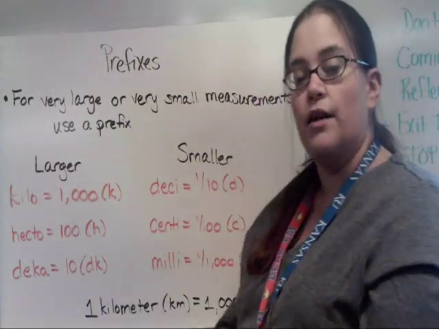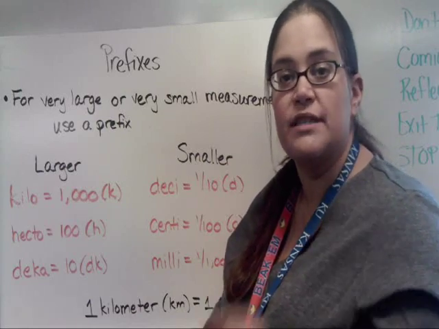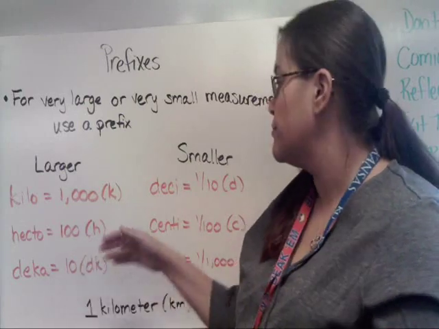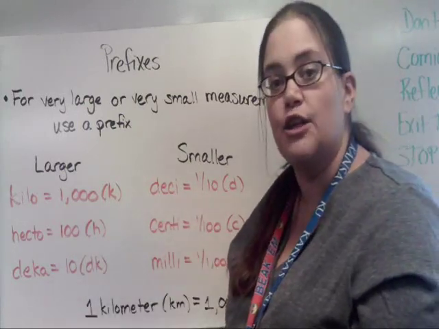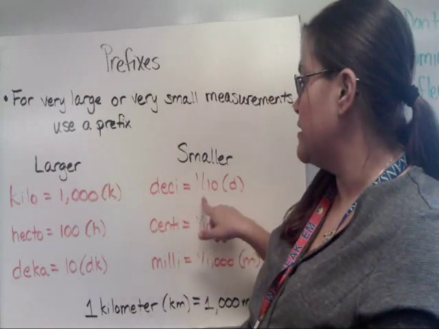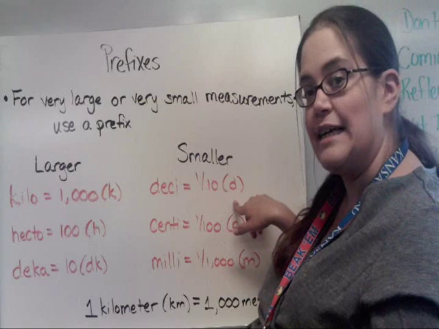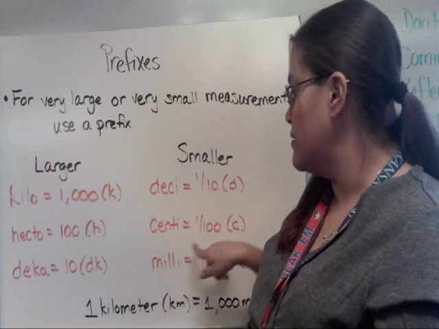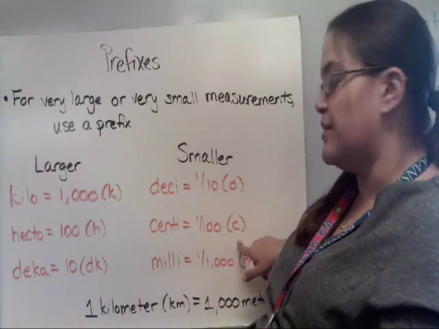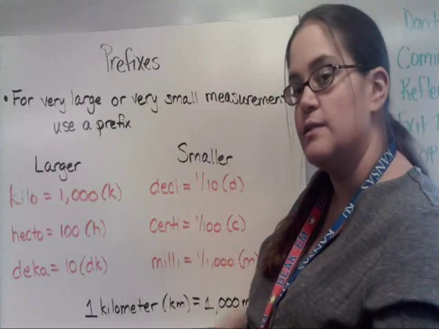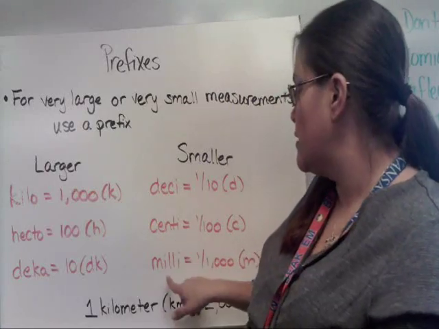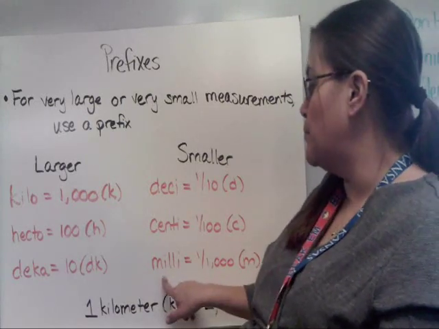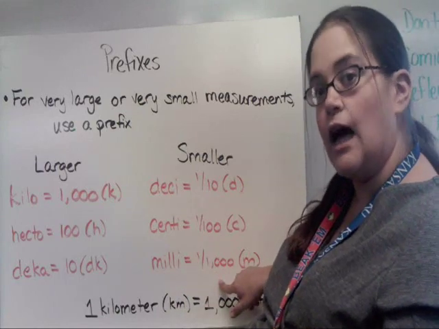Also, you can make the unit smaller. So if you're trying to measure the width of a tiny bug, you're not going to want to use meters because it would be a fraction of a meter, because a meter is very long. So you can add these prefixes and it makes the unit smaller. So deci is 1/10 and it's abbreviated with a D. So decimeter would be 1/10 of a meter. Centi is 1/100 and it's abbreviated with a C. So centimeter is 1/100th of a meter. Milli equals 1/1000 and is abbreviated with an M. So millimeter is 1/1000th of a meter.